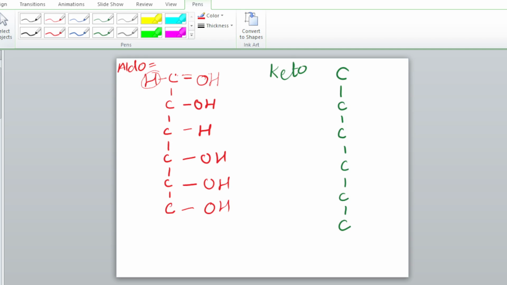CH group. We will write it like this. In all of these positions there is only one H, that is in the third position. One carbon, second carbon, third carbon, then fourth carbon, then fifth, and then sixth carbon. In all of these positions, in the opposite direction, there is OH. In the third position there is H.